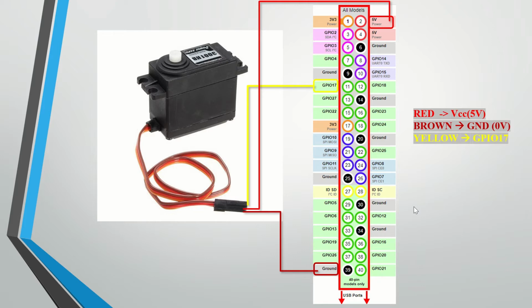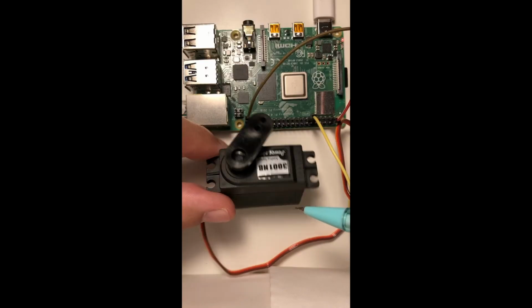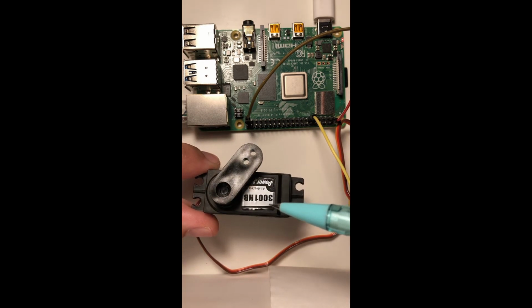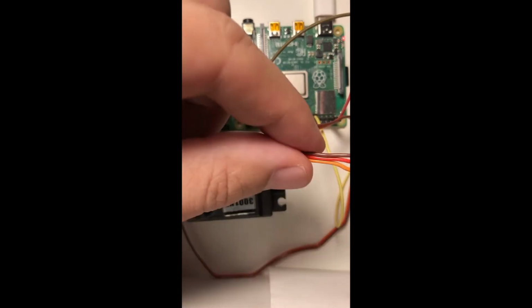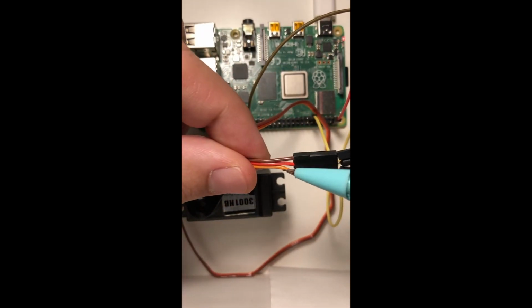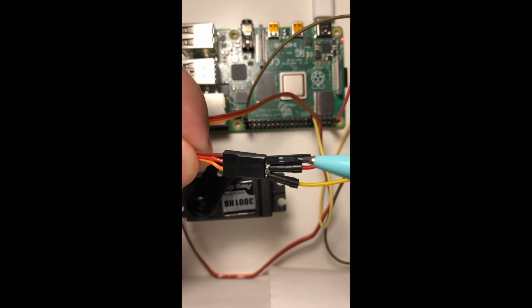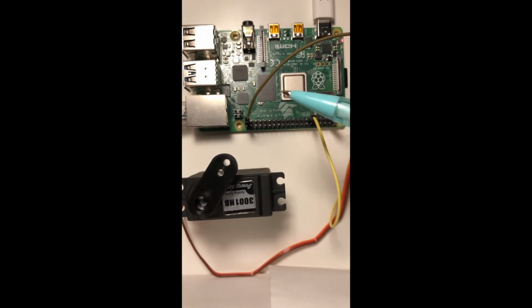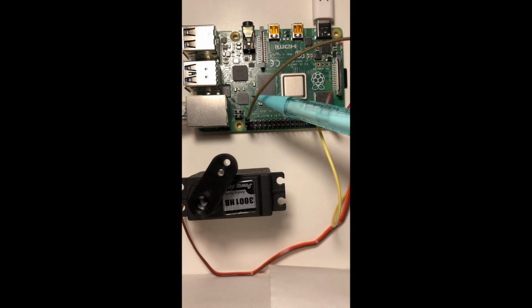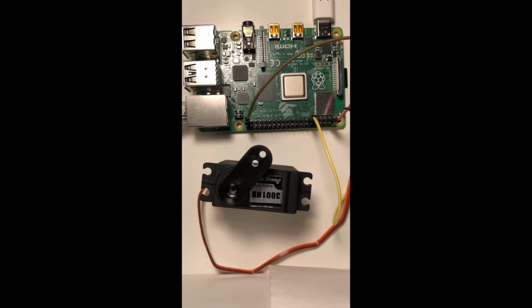Now let's see these connections in our setup. Here we have our servo motor. It's 3001 HP from PowerHD. And it has three connections, brown, red, and yellow. And I tried to find similar colored extension cables, brown, red, and yellow. And the brown cable is connected to the ground. Yellow cable is connected to GPIO 17. And red cable is connected to 5 volts. Now let's connect to Raspberry Pi and do the GPIO programming.